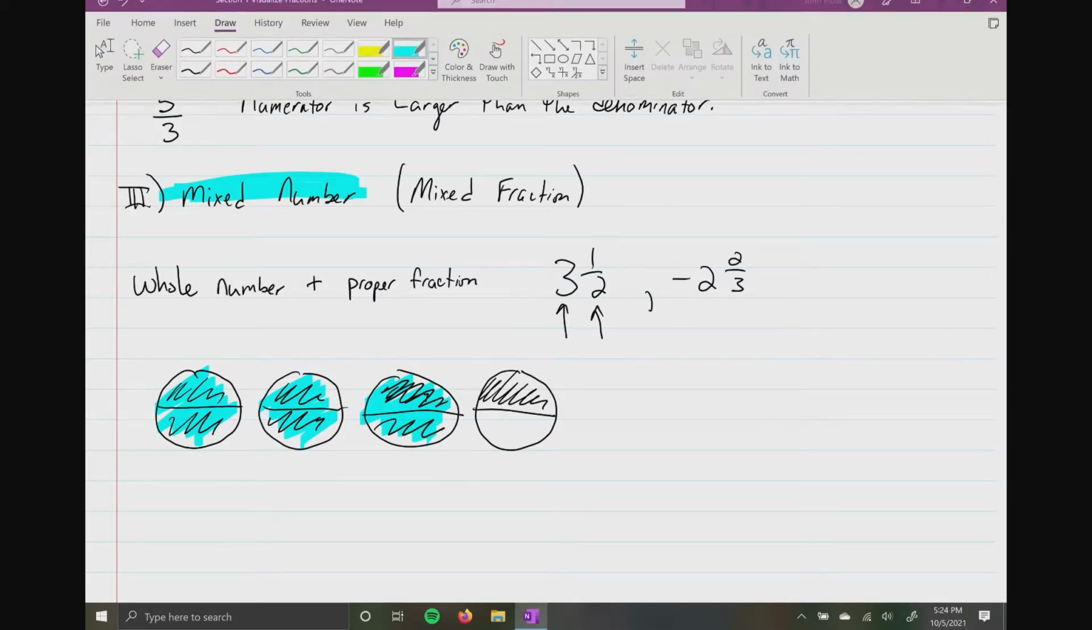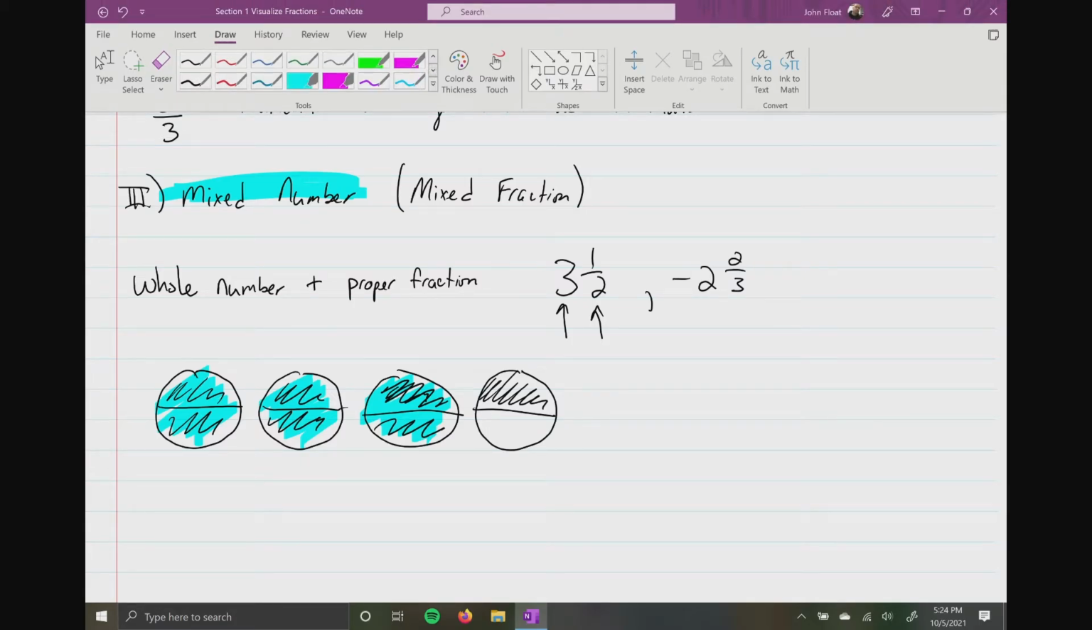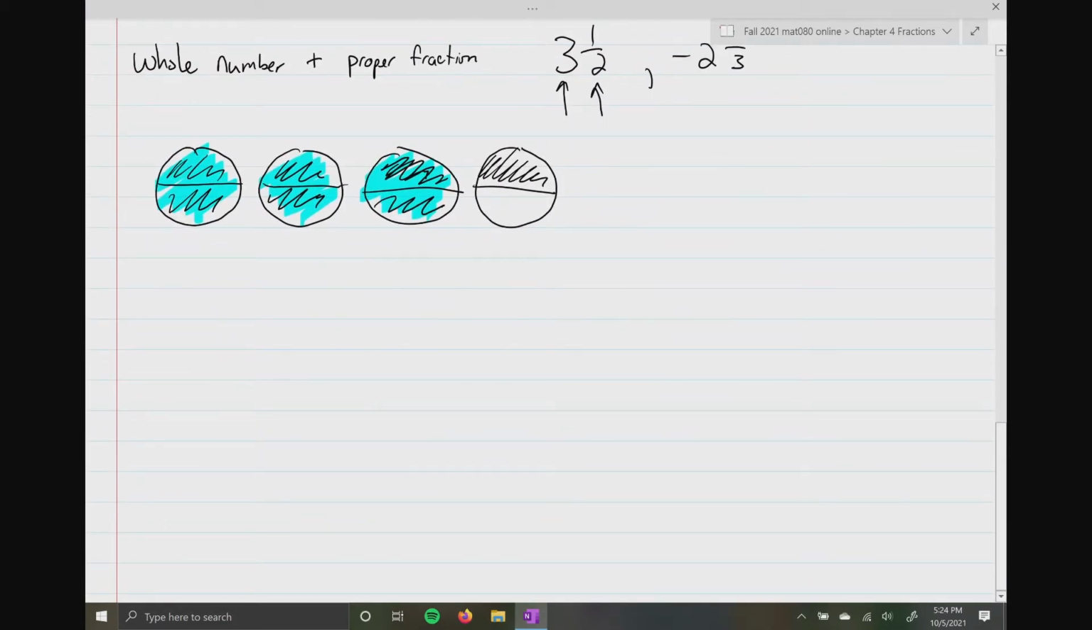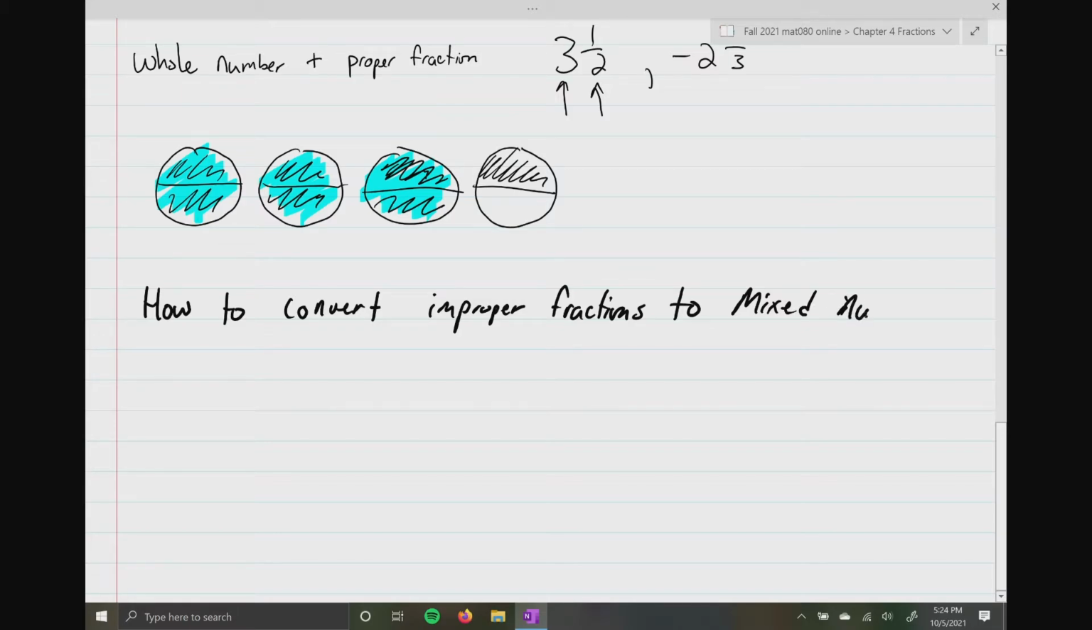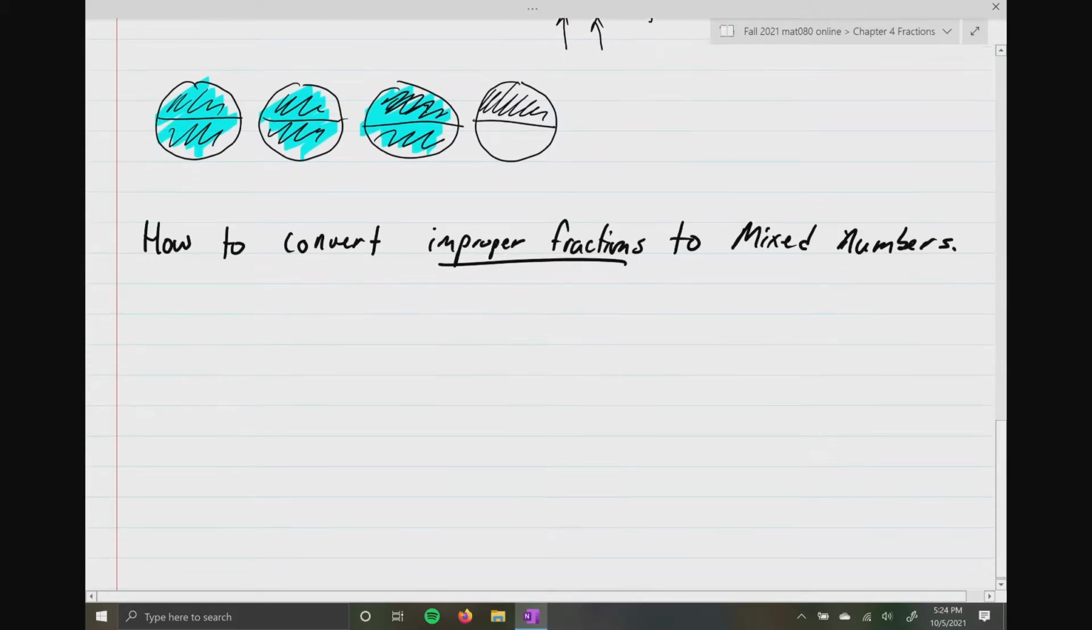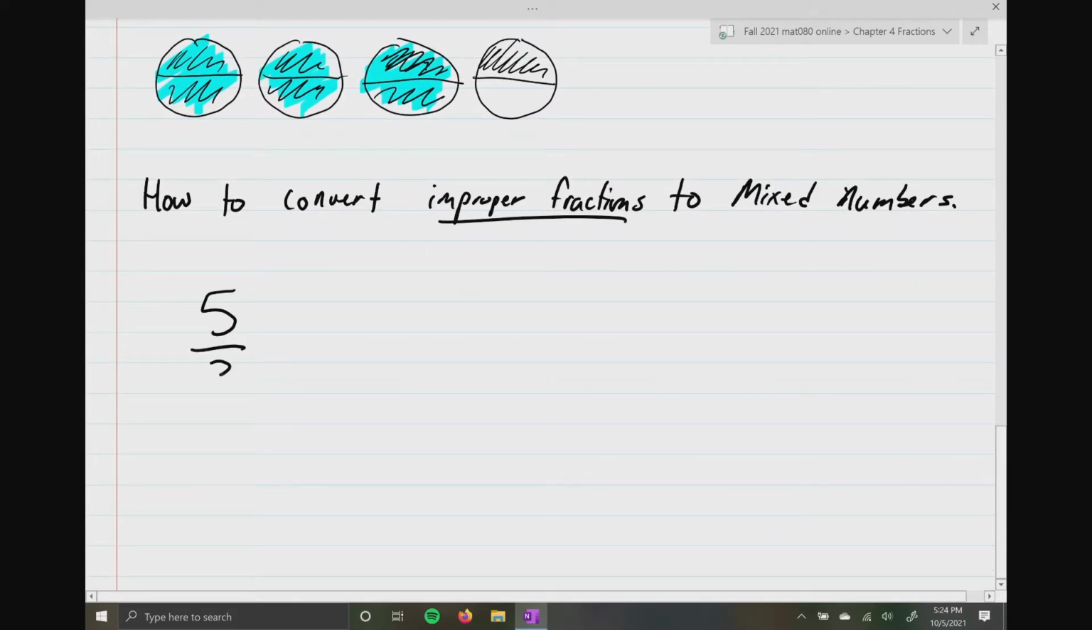And there is. So what I'm going to show you right now is how to convert between improper fractions and mixed numbers. So how to convert improper fractions to mixed numbers. Okay? So we're starting off with an improper fraction. Let's say 5/3, and we want to know what does that look like as a mixed number.